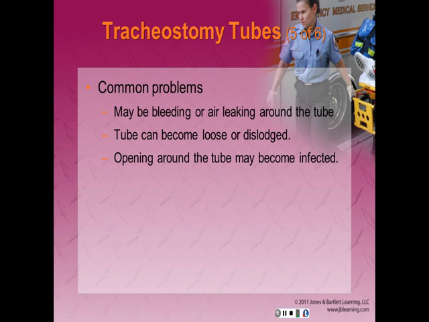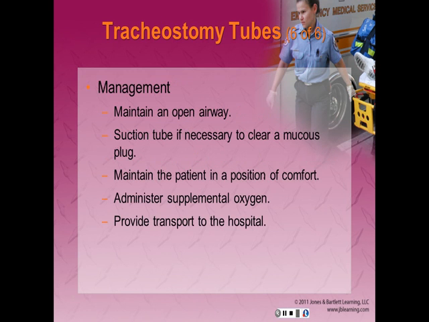Some common problems that may occur with a tracheostomy tube include there may be bleeding or air leaking around the tube, it can become loose or dislodged, and the opening around it may become infected. Management includes maintenance of an open airway and suctioning the tube if necessary to clear a mucus plug. Maintain the patient in a position of comfort and administer supplemental oxygen and provide transport to the hospital.